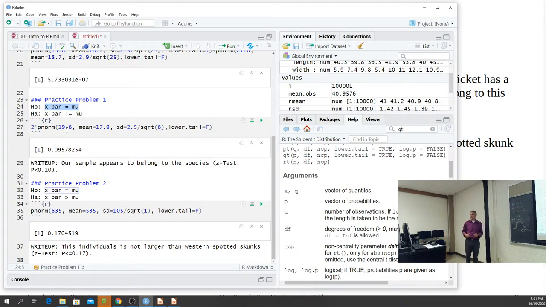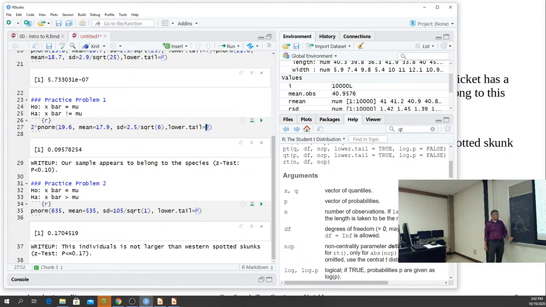But the idea is, if we took a repeated sample, this 19.6 is going to be different. So we're trying to say, are they equal, and the variation is just due to random chance? So we're going to do pnorm, 19.6, population mean 17.9, standard deviation 2.5 divided by the square root of our sample size, which was 6 samples. And because our 19.6 was greater than 17.9, we're going to use lower.tail equals F. We want that upper tail, since our sample mean is above that population mean.